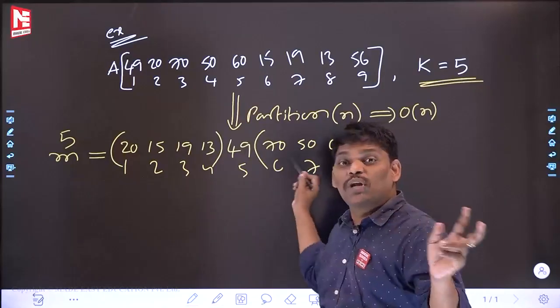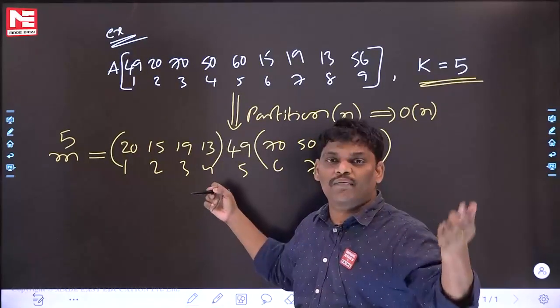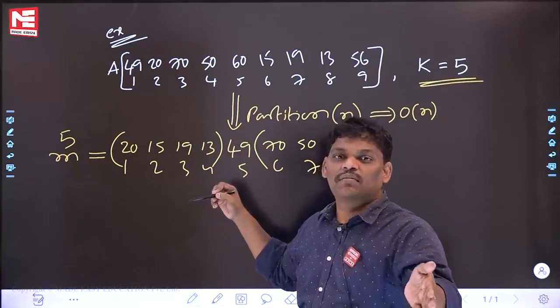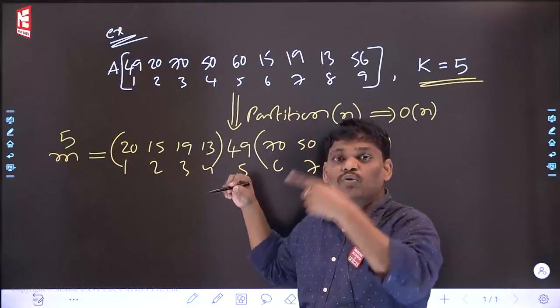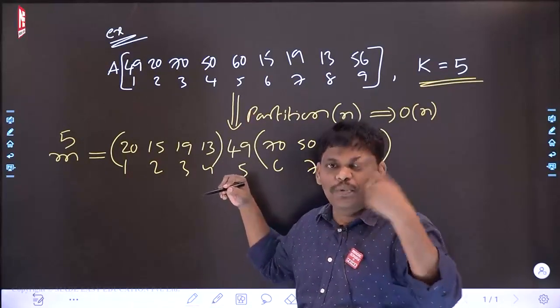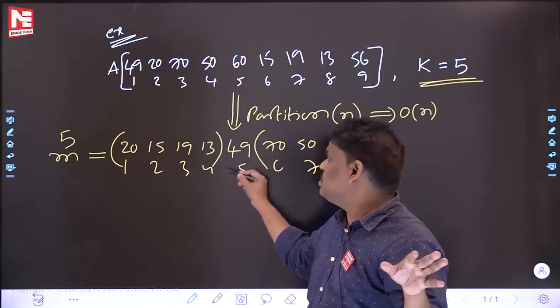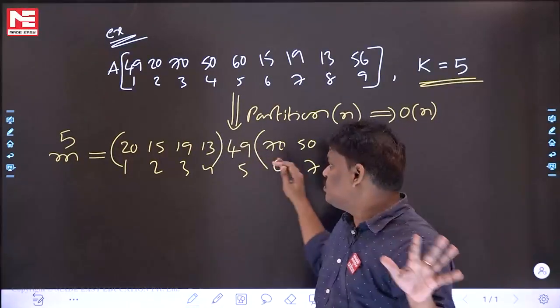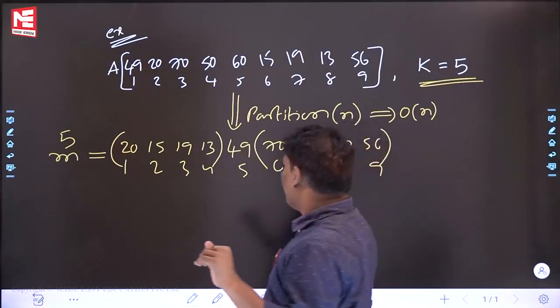Some people are asking, sir, you did the division, how is the time complexity order of n? I did the meaningful division. Meaningful division means comparing with all. Partition means one loop is required. Order of n time is over, m is equal to k, stop. So if you are lucky, this is the story.